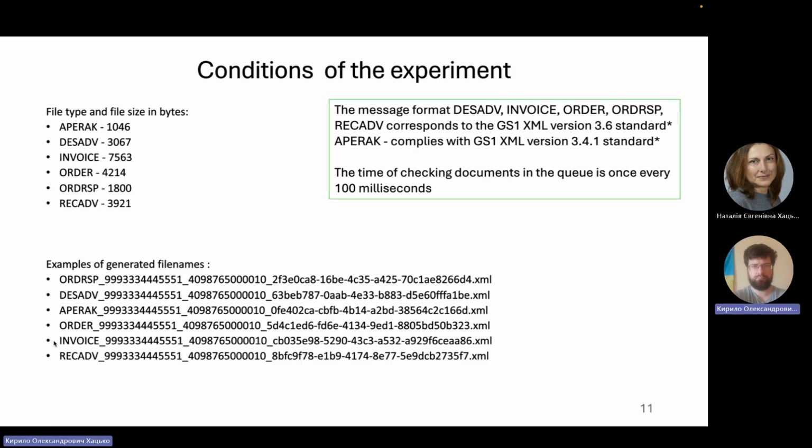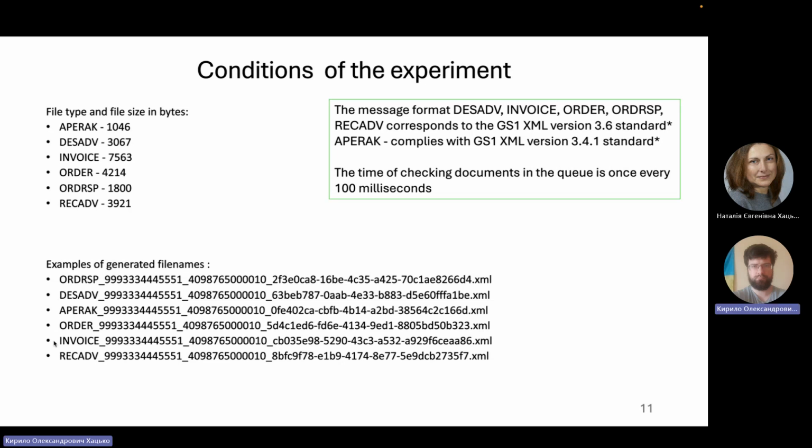About the conditions of the full experiment. We had 6 types of messages: APERAK, DES, add, invoice, order, recipient, and rect out. You can see we used usually a couple of thousand messages of each type. We used 6 types of messages to simulate the normal flow of messages as much as possible, but we actually compared only 3 of them.